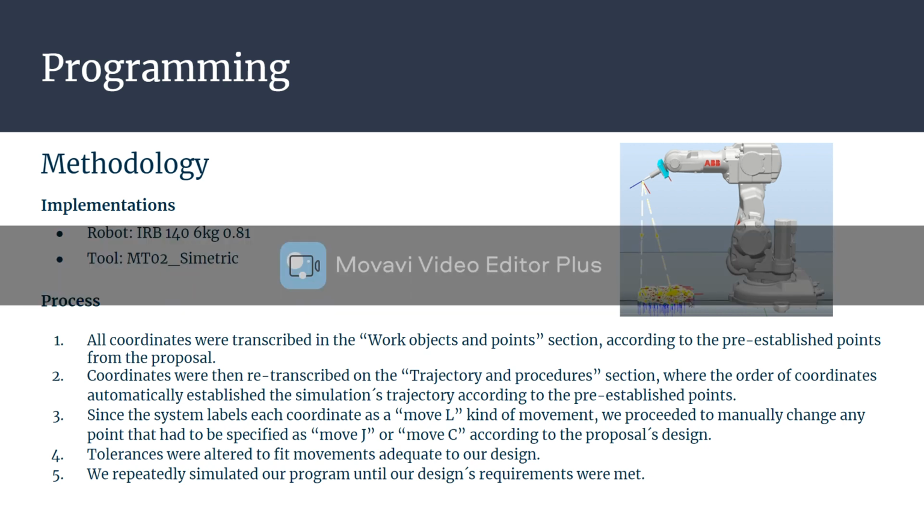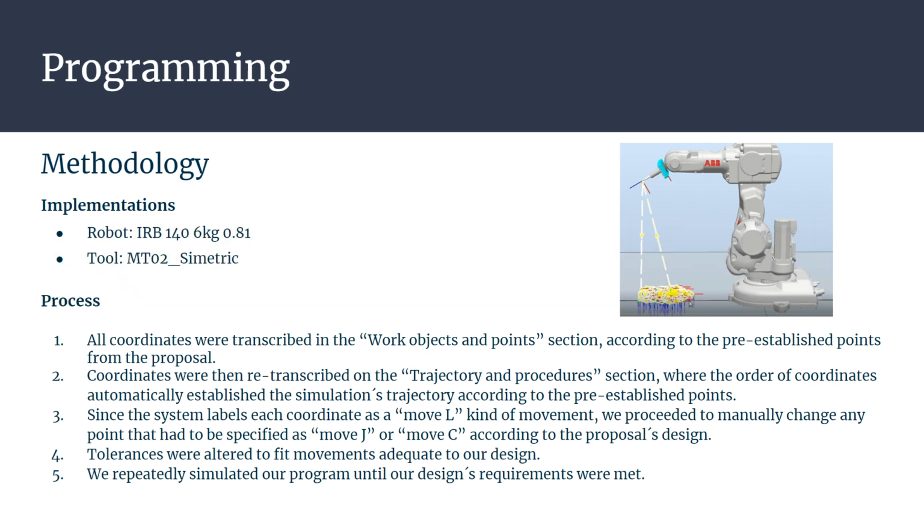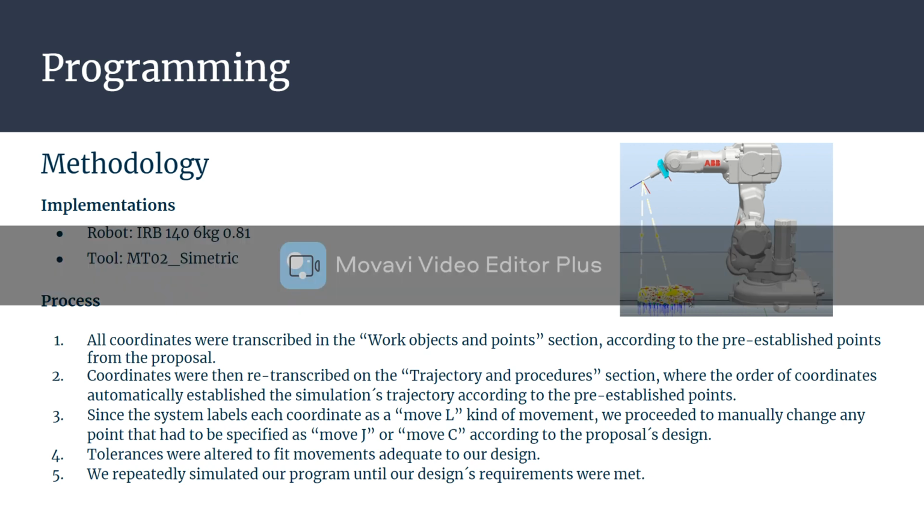As to the programming process, we start out by transcribing all coordinates in the work object and point section, according to the pre-established points from the proposal. Secondly, we then retranscribe the coordinates in the trajectory and procedure section, where the order of coordinates automatically establishes the simulation's trajectory according to the pre-established points.